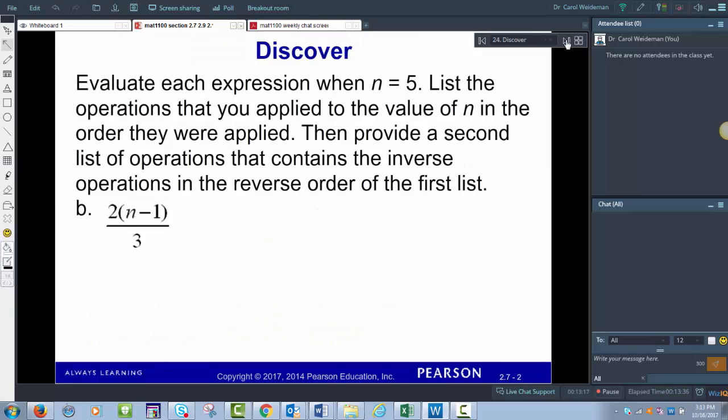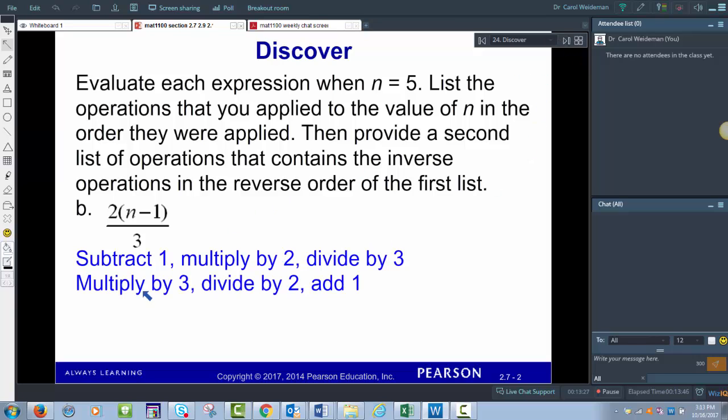Okay, same thing on this one. What do we do first? First thing we're going to do is subtract 1 once we have a value for n. Then we're going to multiply by 2 and finally divide by 3. The opposite operations: multiply by 3, divide by 2, add 1. And when we do that, we're going to get 2 times, and it's going to be 5 again. 5 minus 1 is 4. 4 times 2 is 8. 8 over 3 is our answer.